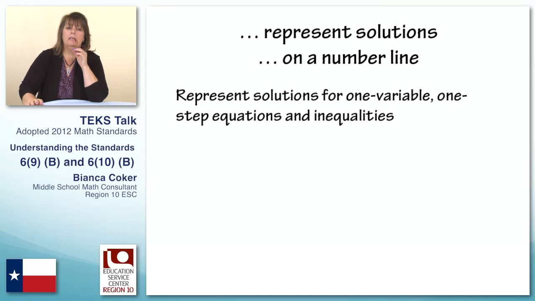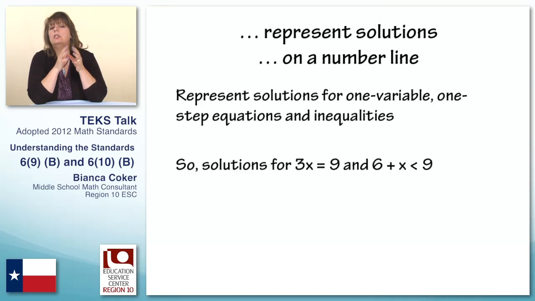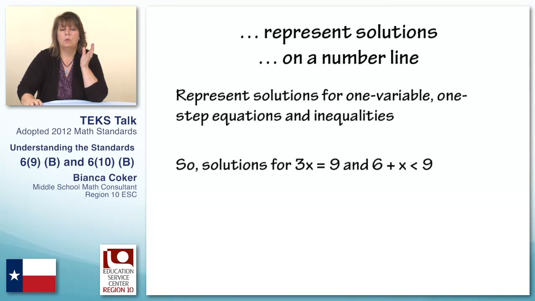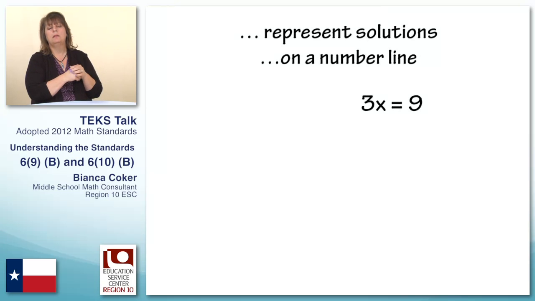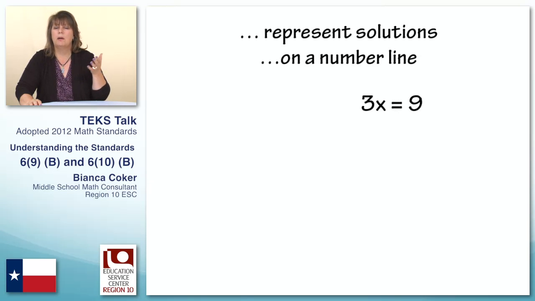Well, it's kind of interesting. Let's look at these two examples: 3x equals 9 and 6 plus x is less than 9. Well, we're going to break it down and look at each one. So 3x equals 9. When we solve this one-step equation, we do our simple step of either multiplying both sides of the equation by 1/3 or dividing both sides by 3, and we come up with the answer of x equals 3. But that's for another video.